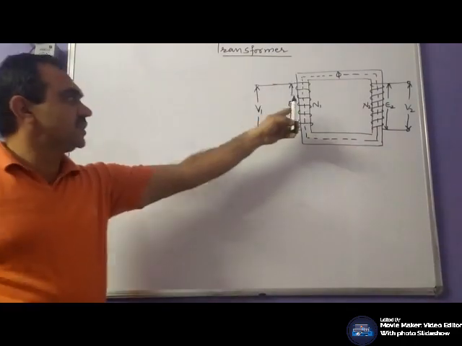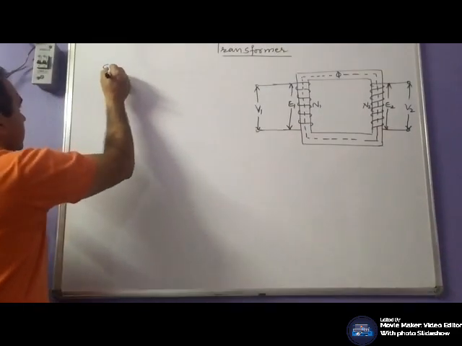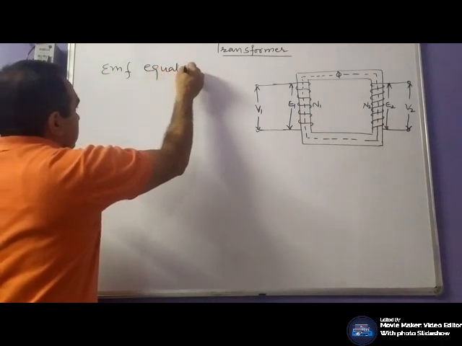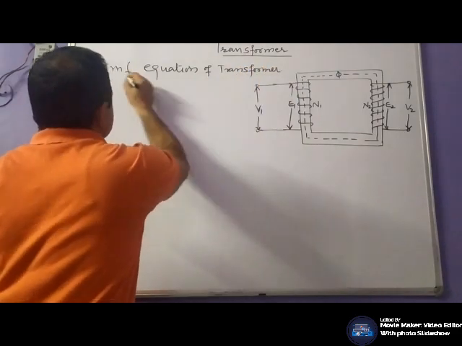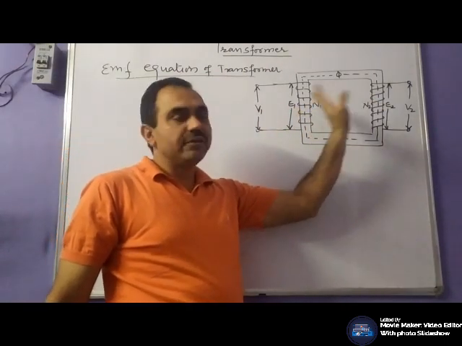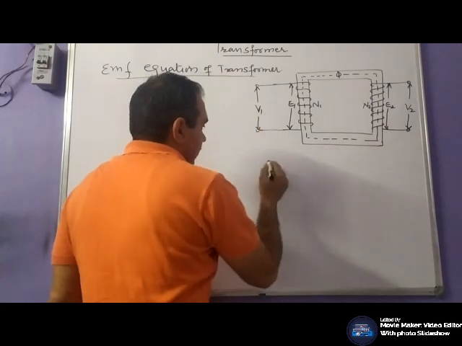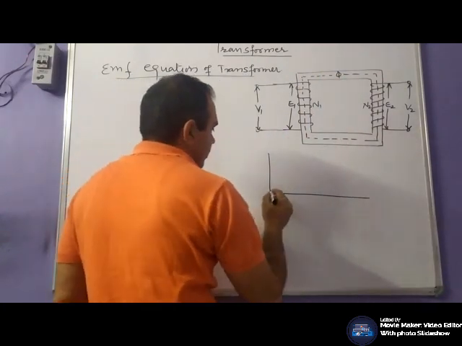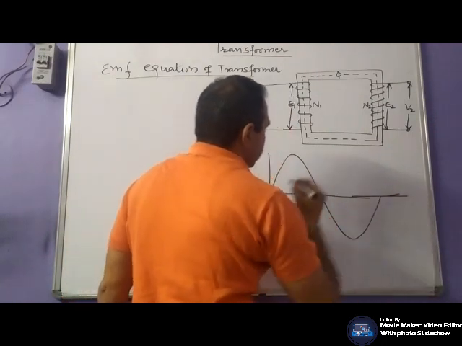What would be the equation for this induced EMF E1 and E2? Equation of transformer. Let us assume that N1 be the number of turns in the primary winding, N2 be the number of turns in the secondary winding. When you apply the alternating voltage V, it would establish a magnetic flux phi in the core. As the applied voltage is of alternating nature, your flux would also be of alternating nature.